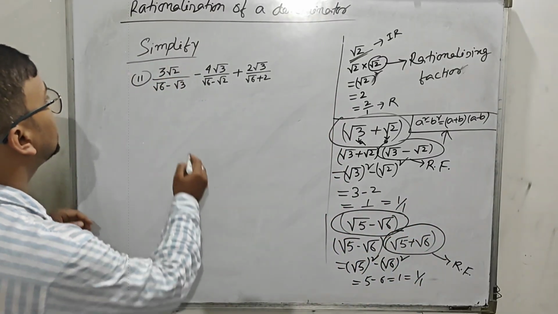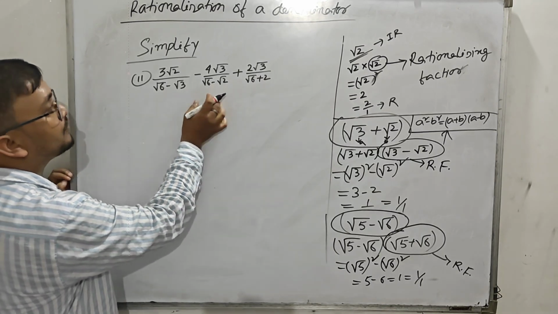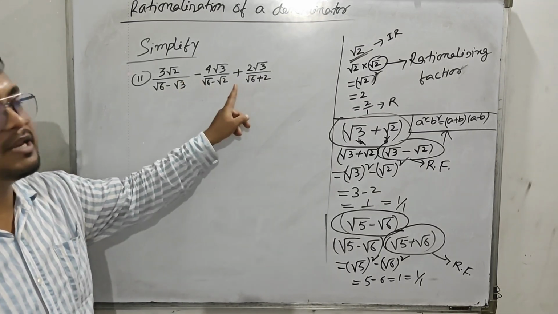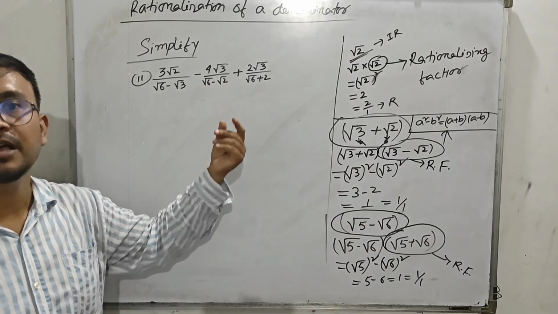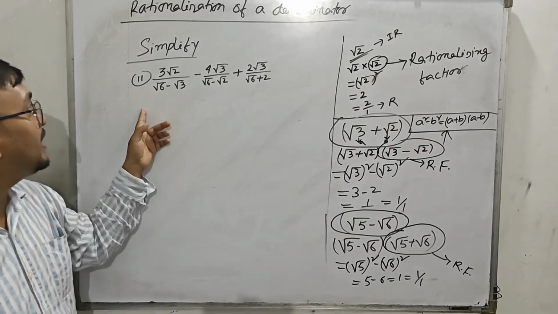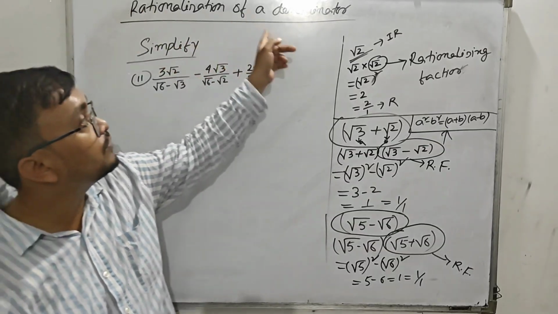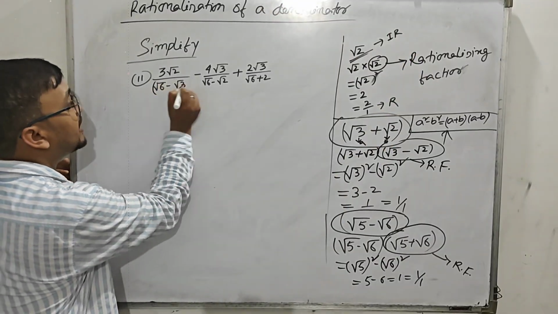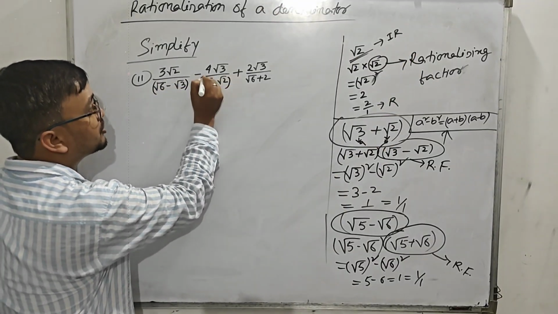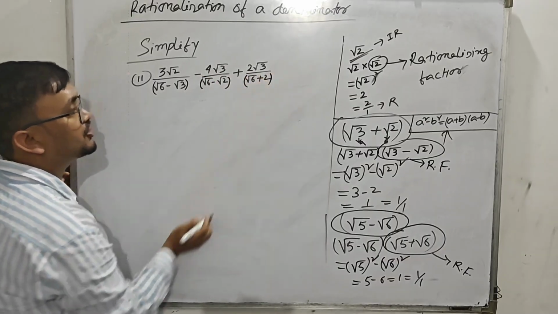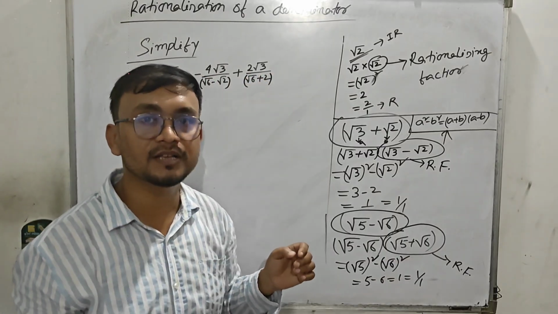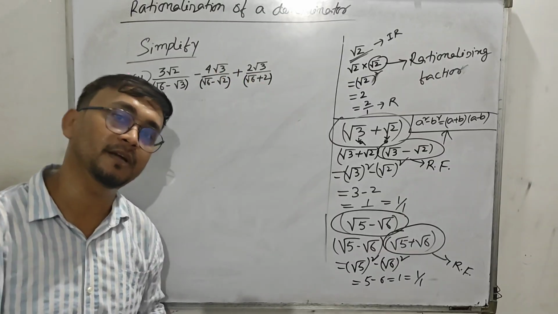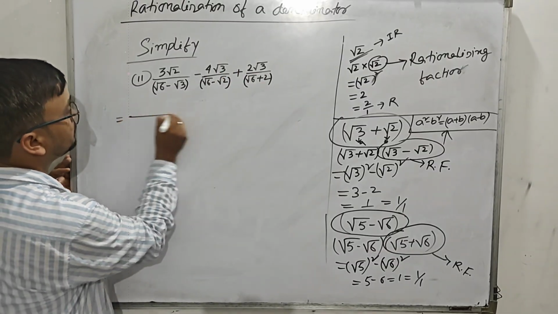Now coming to this topic, here we have three fractions. This is negative, positive. We need to simplify this by doing what? By doing rationalization of the denominator. Carefully observe. This is an irrational number, again irrational, again irrational. Our primary focus is to convert this irrational number into a rational number. Let me show you how.